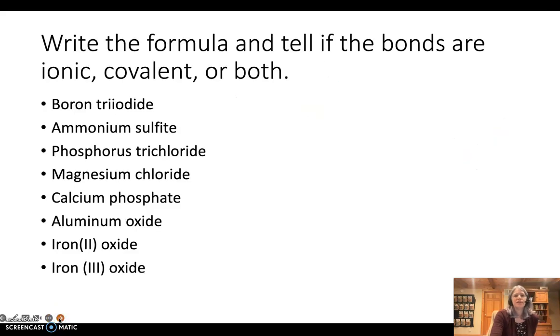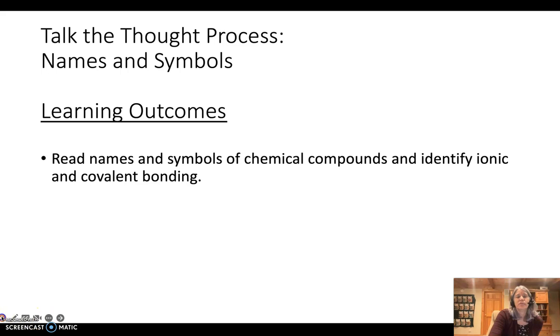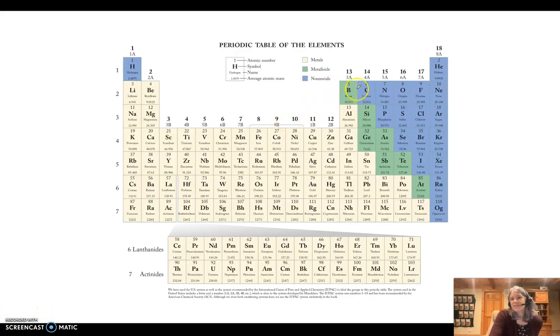And then over here, let's try to write the formula and tell if the bonds are ionic, covalent, or both. And here we're given the names, right? And the name can give us a hint, right? We're still looking to see if we have a metal, right? That's helpful. But the name also gives us a hint, right? So for example, this first one, boron triiodide. Now, boron is one of the metalloids, right? So we don't necessarily know with boron if it's going to give electrons, take electrons, share electrons. What is it going to do? It's kind of in the middle of there, right? But we have a clue from the name, right?